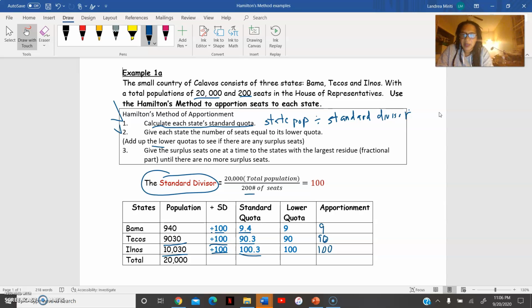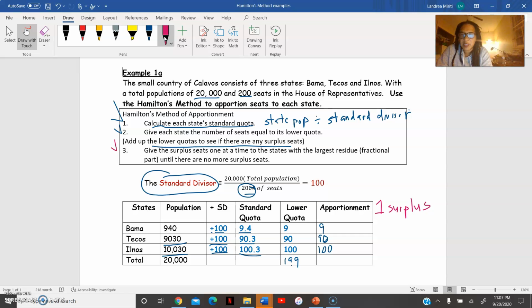We need to add up the lower quotas to see if there's any surplus seats. So when we add up the lower quotas, 9 plus 90 plus 100 gives us 199. And there were a total of 200 seats, so we have 1 surplus seat, in this case 1 surplus garbage truck, to give out to one of these states.